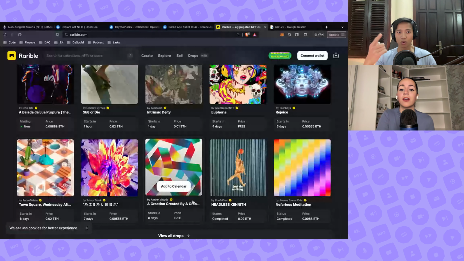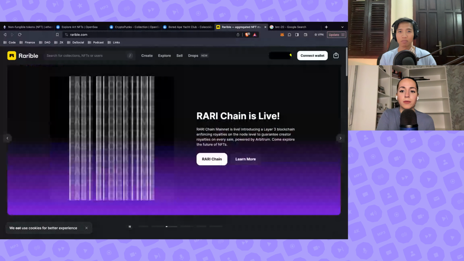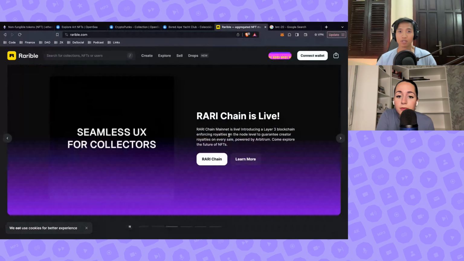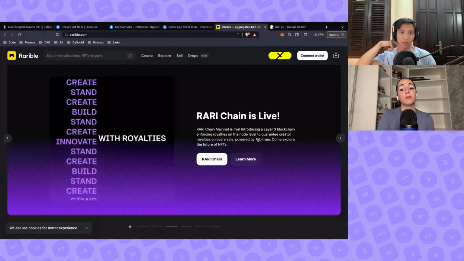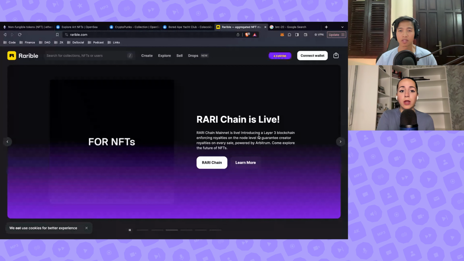By the way, I think they wrote on the website, if you scroll up, that it's a layer 3 blockchain. Rarity chain is live, enforcing royalty. See? So I think this would be Arbitrum, which is an EVM chain, right? Ethereum Virtual Machine. Yes. Interesting. So that's all I wanted to share.